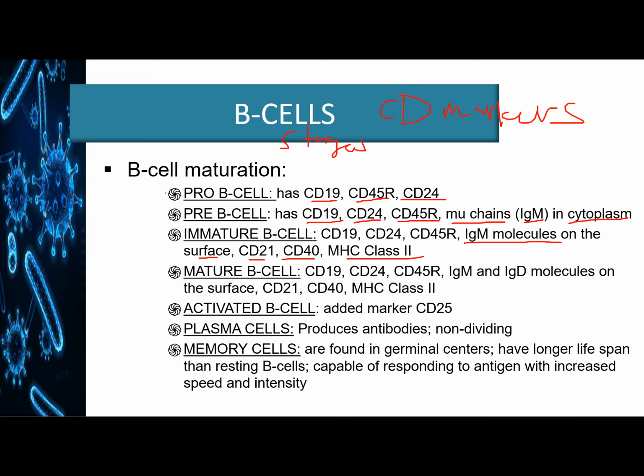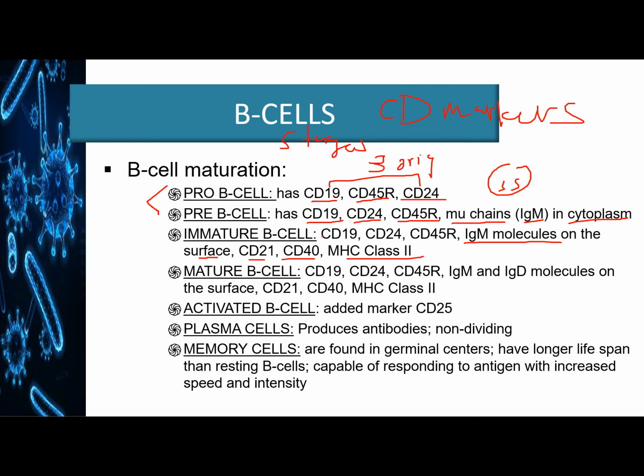Okay, if you take a look at this, class, yung pro B cell saka pre B cell nyo, they would start first with these three original markers, class, found in your B cell: 19, 45R, 24. Now, kapag naging pre-B cell siya, class, it starts developing chains. If you still remember in your immunoglobulin, in your module 6, di ba yung pre-B cell doon, may makikita kayo mga chains doon sa cytoplasm. That is the mu chains or IgM. So, merong CD19, 24, 45R, then may mu chains na sa IgM.